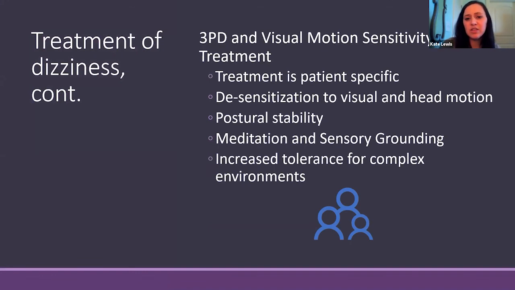3PD and visual motion sensitivity, it's very patient specific. So we really need to find out what is it that's aggravating and how can we adapt to that. A lot of it's going to be the desensitization to visual and head movements, but we're also going to tap into meditation and sensory grounding, because with 3PD and visual motion sensitivity, the brain is kind of getting inaccurate feedback. And so we do meditation to kind of calm everything down, kind of quiet the system. And then sensory grounding is giving feedback to the brain that you're not moving, even though it feels like you're moving.